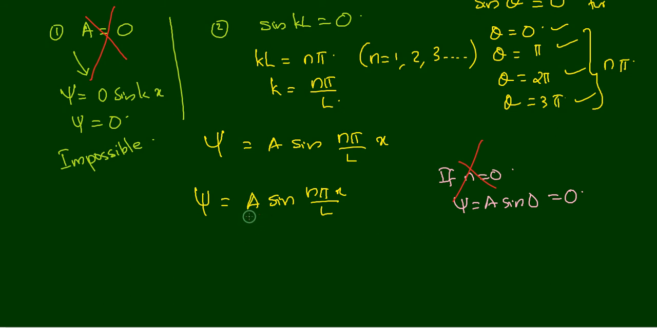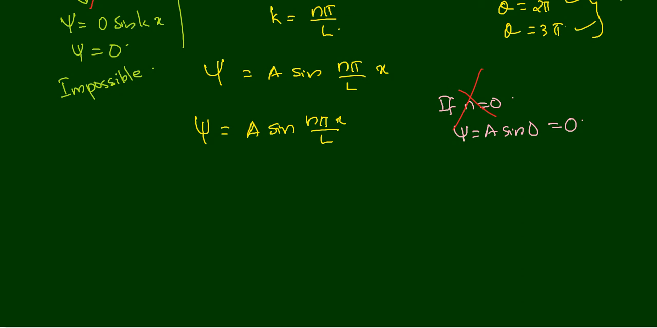So when n is equal to 1, then the psi function becomes psi1 is equal to A sin pi x divided by L. That has some definite values between x is equal to 0 and x is equal to L.